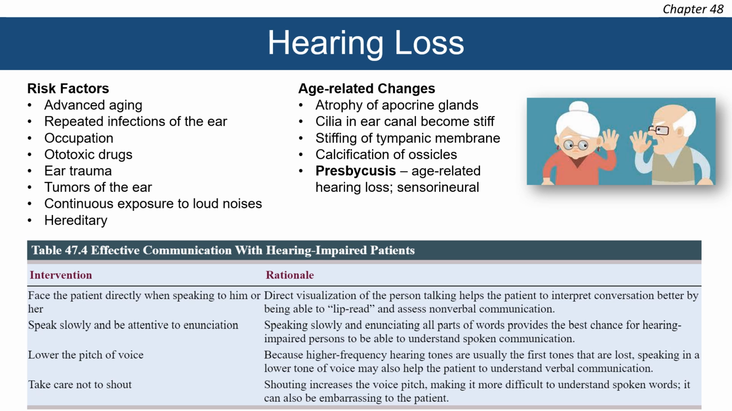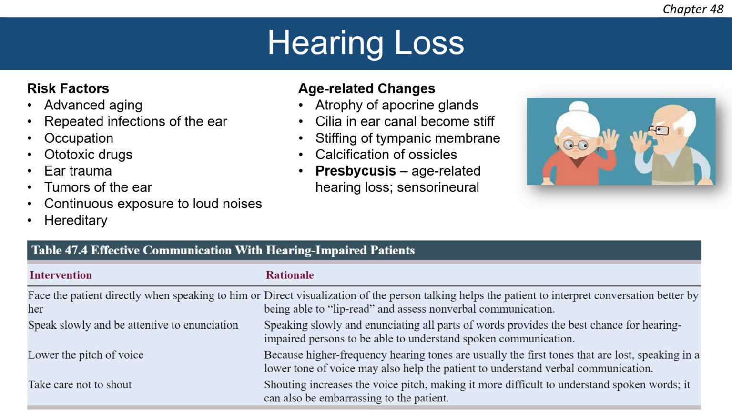So how do we communicate with someone who is hearing impaired? Really important to know this, because in practice, actually one third of Americans between the ages of 65 and 75 have some degree of hearing loss. So you're going to encounter somebody in your life, if you haven't already, who can't hear very well. So you want to face the patient directly when speaking to them, okay? So they can kind of read your lips. It helps. And you want to speak slowly and be attentive to enunciation. So that means speak slowly and pronounce all parts of the words.